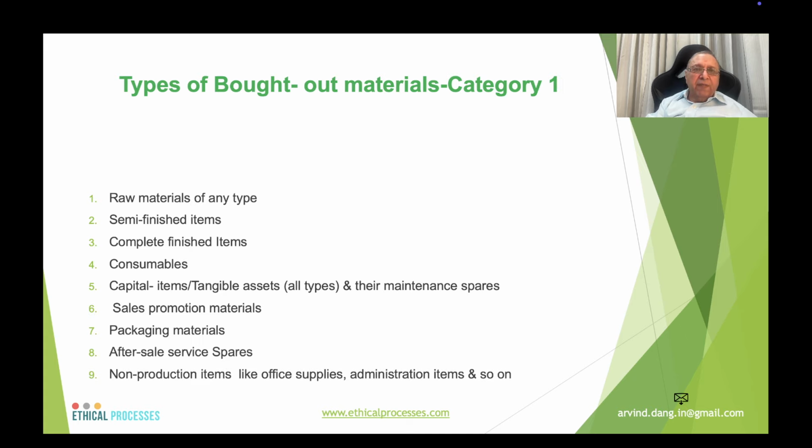Let's understand the types of bought materials which are included in the scope of this presentation. One is raw materials of any type, semi-finished items, complete finished items, consumables, capital items, tangible assets, all types, and their maintenance spares, sales promotion materials, packaging materials, after sales service spares, and non-production items like office supplies, administration items, and so on and so forth.